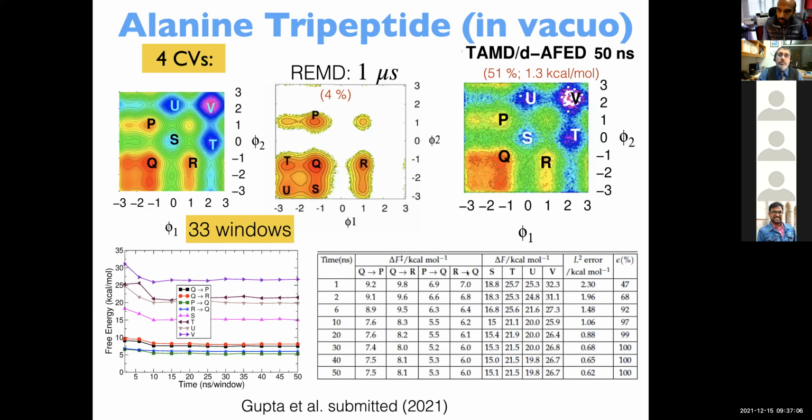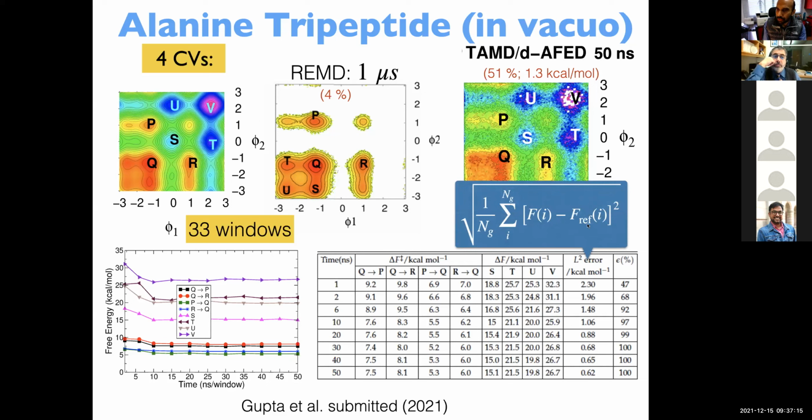So what is exciting here is this table. I hope it's clear. This is the L square error that we have calculated, with reference to a reference free energy. The reference is the replica exchange molecular dynamics free energy surface, obtained after 1 microsecond. You can see that the TAS convergence is pretty quick. I can achieve less than 1 kcal per mole within 10 nanoseconds per window.